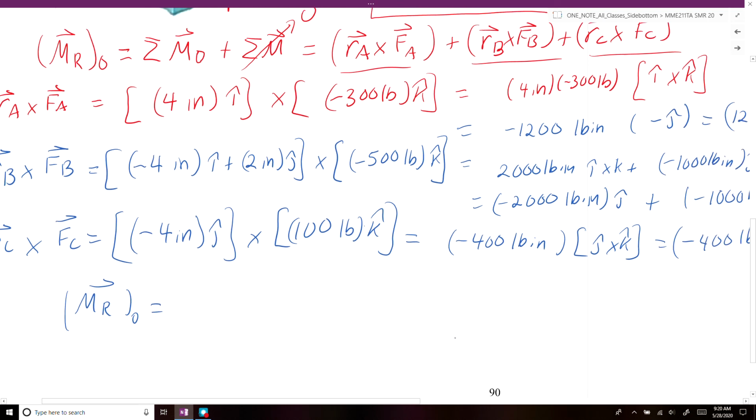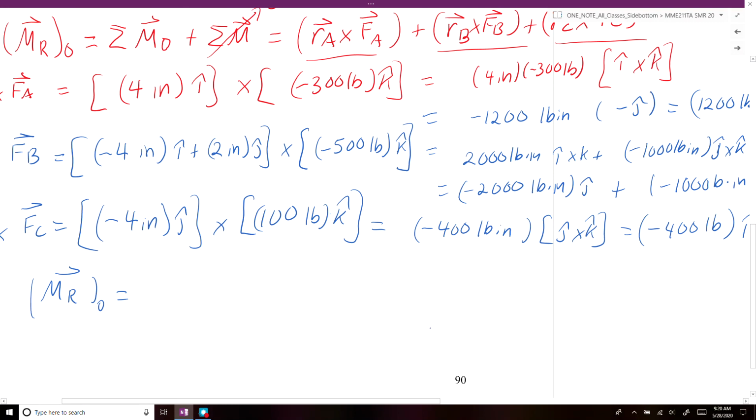All right, so we add all of our x components together. What we end up getting is a minus 1,400 pound inches in x, and we would get a minus 800 pound inches in y.